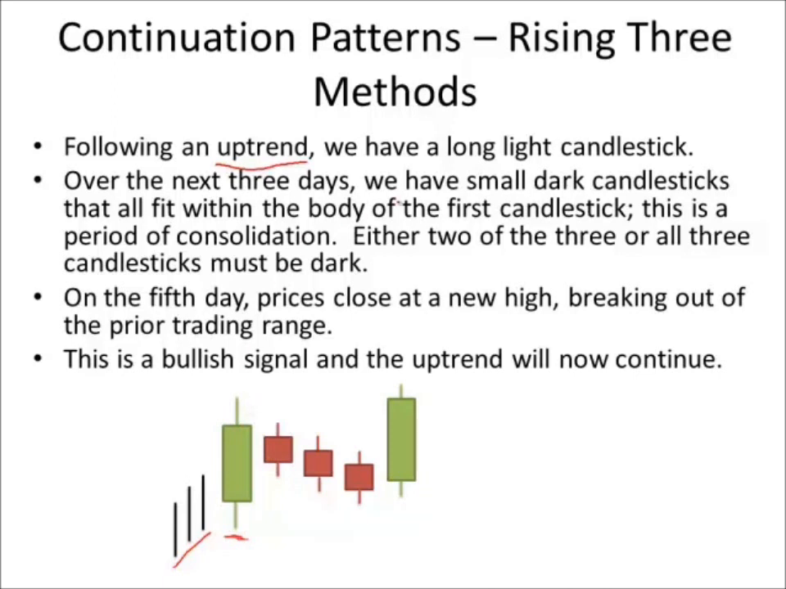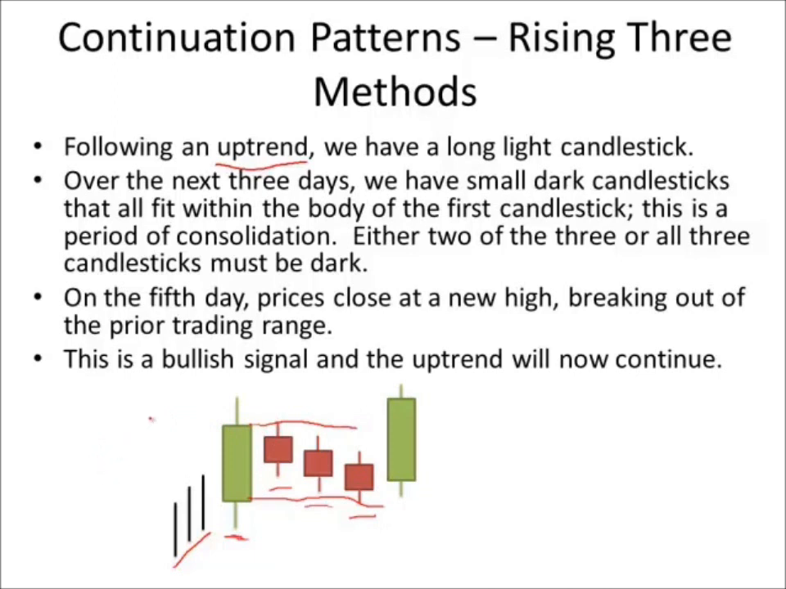Now over the next 3 days, we have small dark candlesticks. So that's 1, 2, 3 candlesticks that are small and dark. The most important thing to know about these 3 small candlesticks is that they all fit within the body of the first candlestick. The body of the first candlestick ranges from here to here, so these candlesticks must all fit within this body. In general, we're only interested in the bodies of these 3 candlesticks. The highs and the lows are not as important. This is known as a period of consolidation.